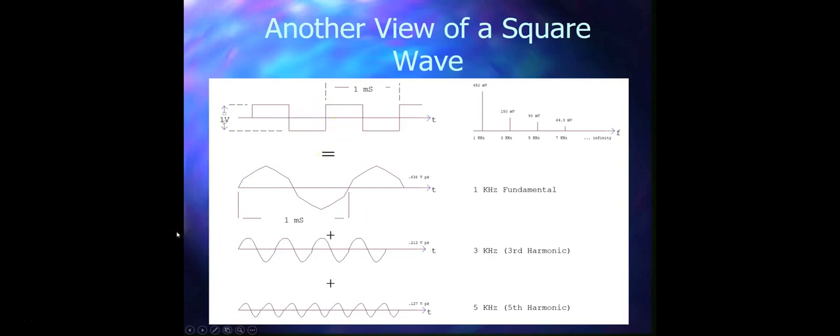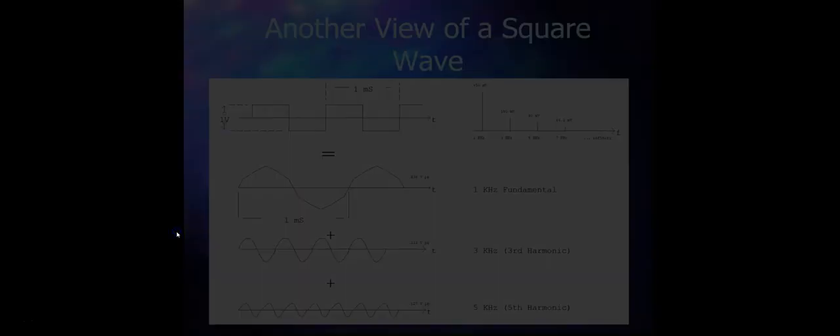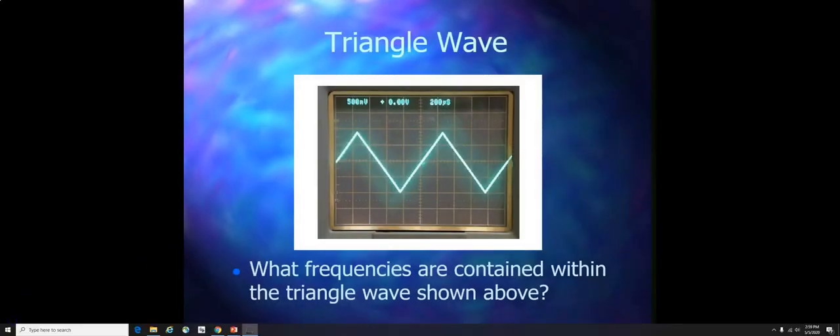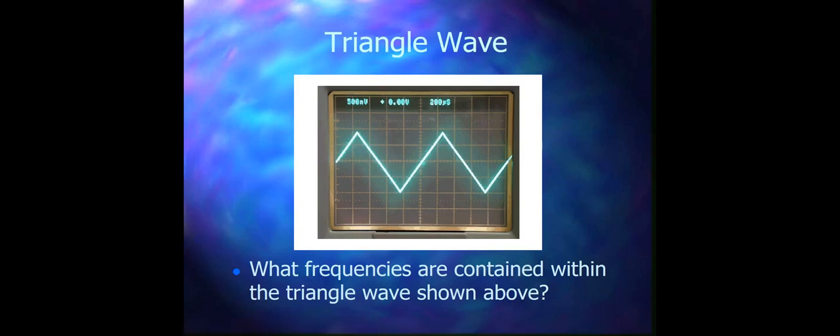Now moving on to the next slide. Here you see the triangle wave, and this picture shows the view from the oscilloscope. In that, the triangular wave will look like this. So here it says, what frequencies are contained within the triangle wave shown above?